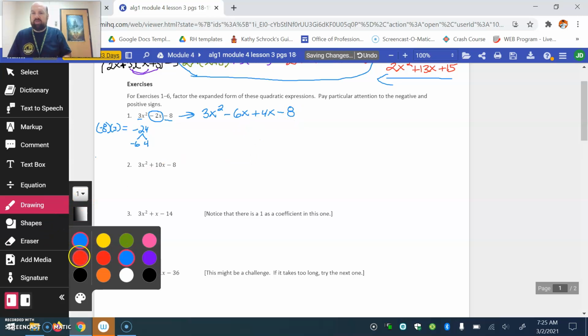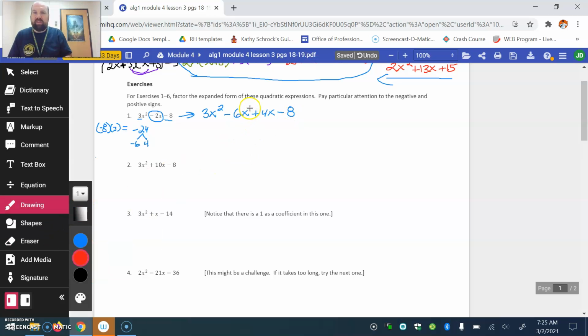Okay, now here's where the trick, well, it's not really a trick, it's actually very sound math comes in. I'm going to split this in half, and I'm going to factor out a GCF from each of these binomials, okay? So from 3x squared minus 6x, I can see a 3 and an x can be factored out. And what I'm left with is x minus 2.